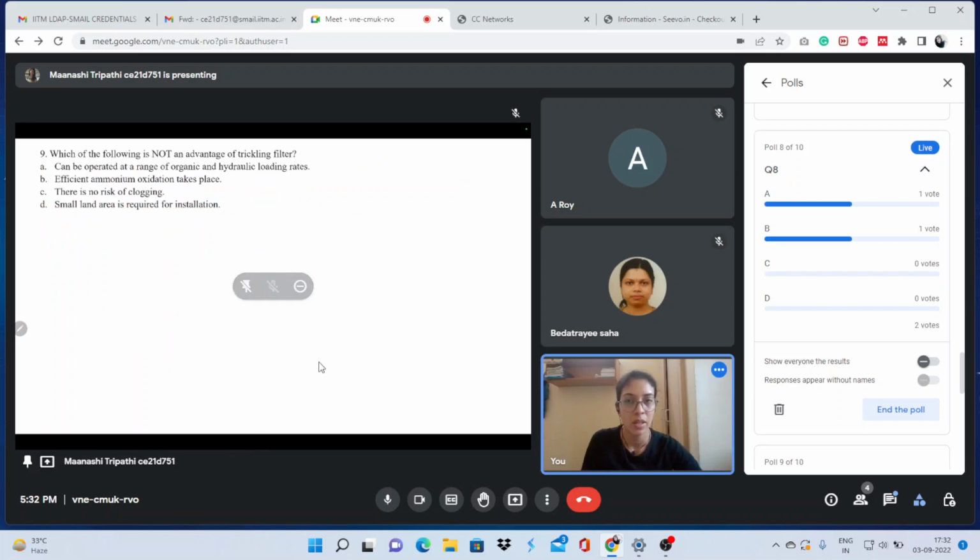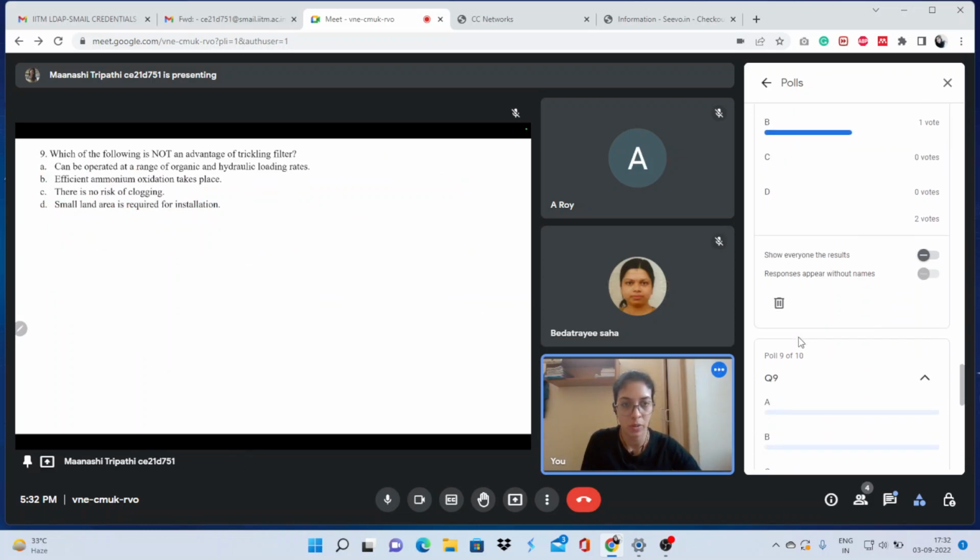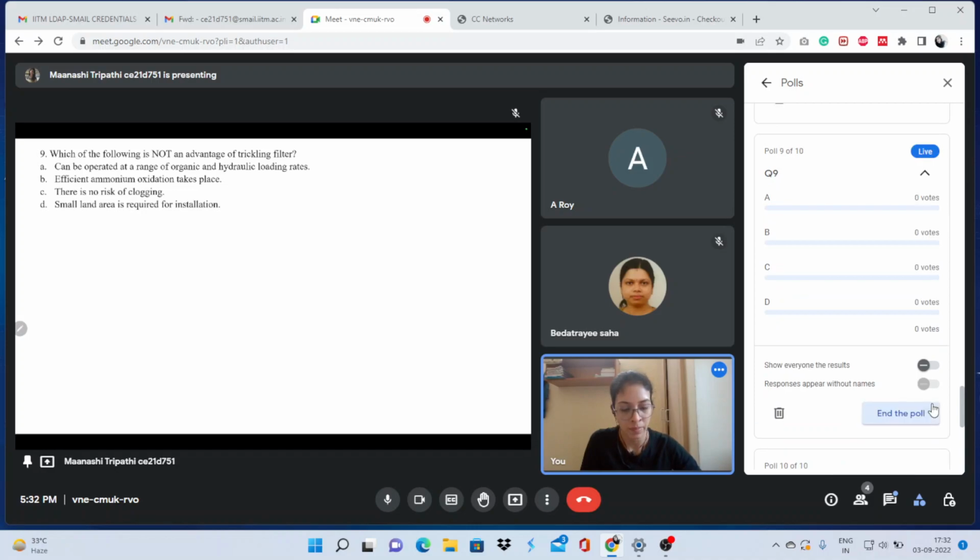So this is question number 9 and I'll launch a poll for it. Which of the following is not an advantage of trickling filter? Trickling filter, we have a box. This is mostly round in shape. It will be filled with aggregates or other media, plastic and all. We can fill it with anything: broken plastic, rocks, bricks. So water will trickle down.